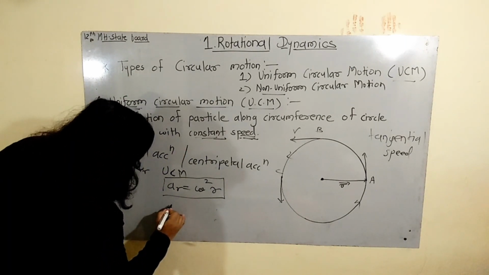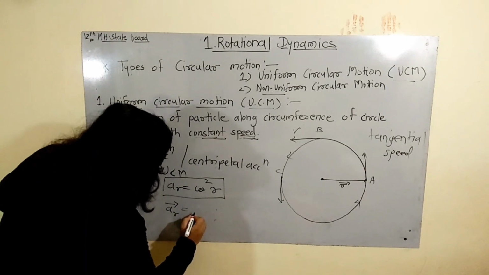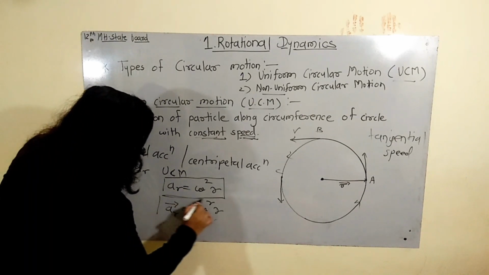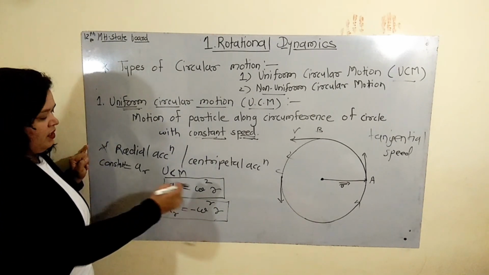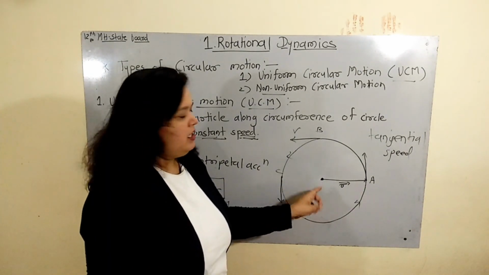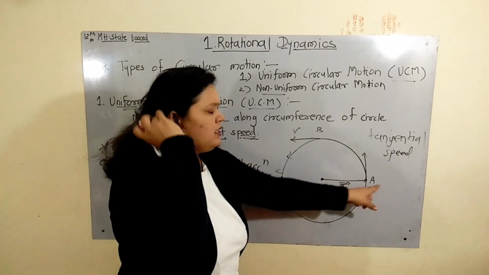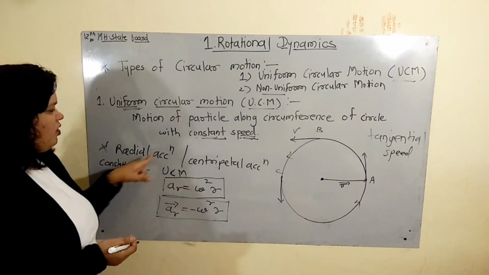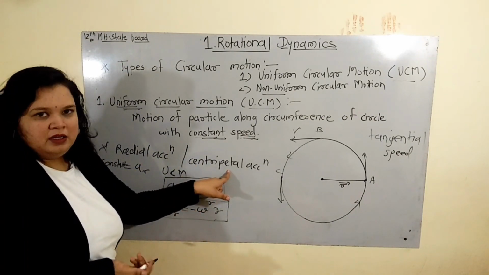If we take the acceleration in vector form, we may write it as minus omega square into r. Here there is a minus sign. Here r means radius. We know that the radius vector is directed from the center to the circumference, like this. But the acceleration is called centripetal or radial. Radial means it is along the radius.